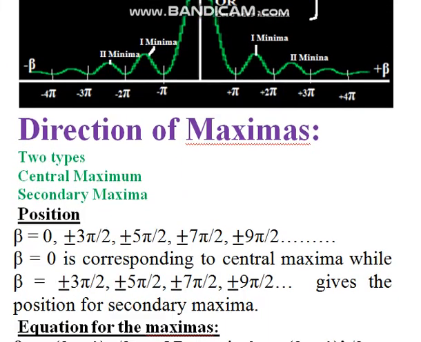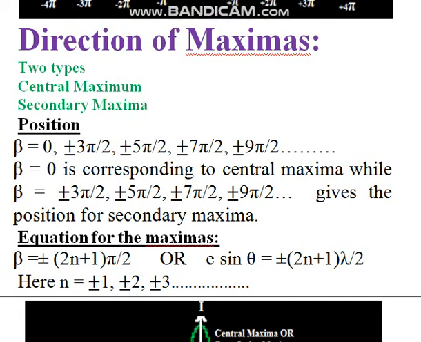Similarly, I also explained the direction of maxima. The direction of maxima is given by beta is equal to 0, plus minus 3 pi and so on. Beta is equal to 0 corresponds to the central maxima, because beta is a constant given by pi e sin theta over lambda. Whenever you put beta is equal to 0, you obtain sin theta is equal to 0, which means theta is equal to 0. So beta is equal to 0 always gives the angular position of the central maxima.